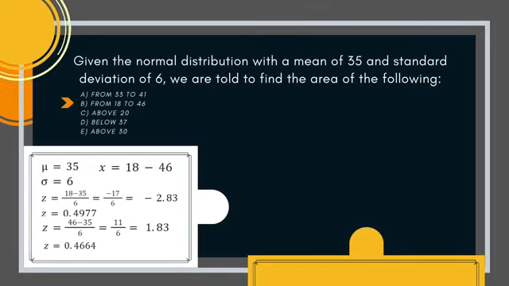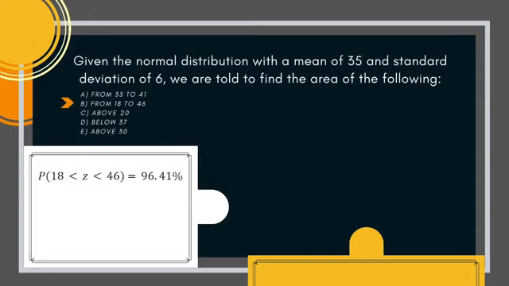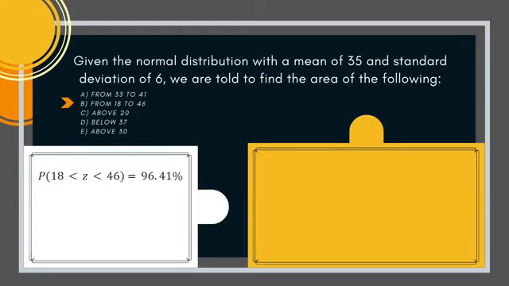Proceeding on our last step, pagsasamahin na natin yung z-scores na nakuha natin para malaman natin ang area sa pagitan ng 18 at 46. So, combining both z-scores together would give us a result of 0.9641, which can also be written as the probability of 18 is less than x is less than 46 is equal to 96.41%. To represent the probability between the values, ang susunod naman na step ay paggawa na ng graph.